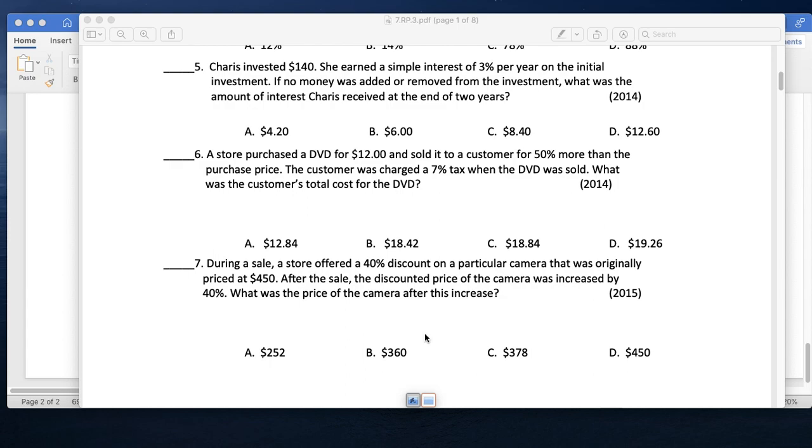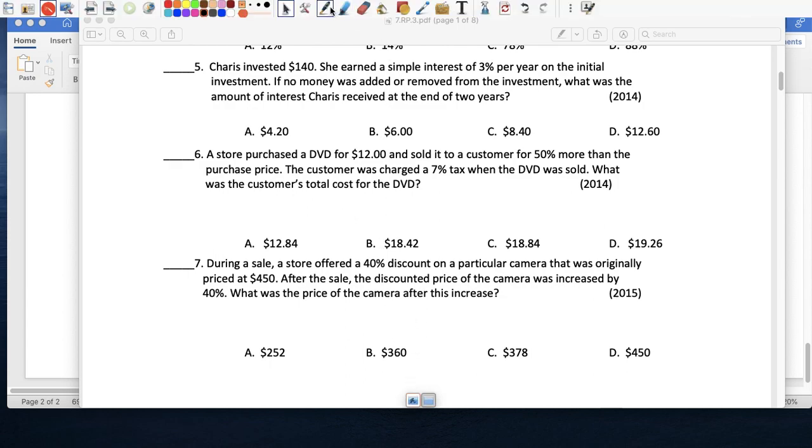A store purchases a DVD, so they go and buy a DVD, and then they sell it to the customer for 50% more. So the DVD is at $12, and if you sell it for 50% more, it's 1.5. So 12 times 1.5, so the DVD now is $18. You bought it for this, you increase the price by 50%, so now the customer is paying $18. So you got to make some money. But the customer has to pay tax. So he's going to pay tax on the $18. What was the customer's total cost for the DVD?